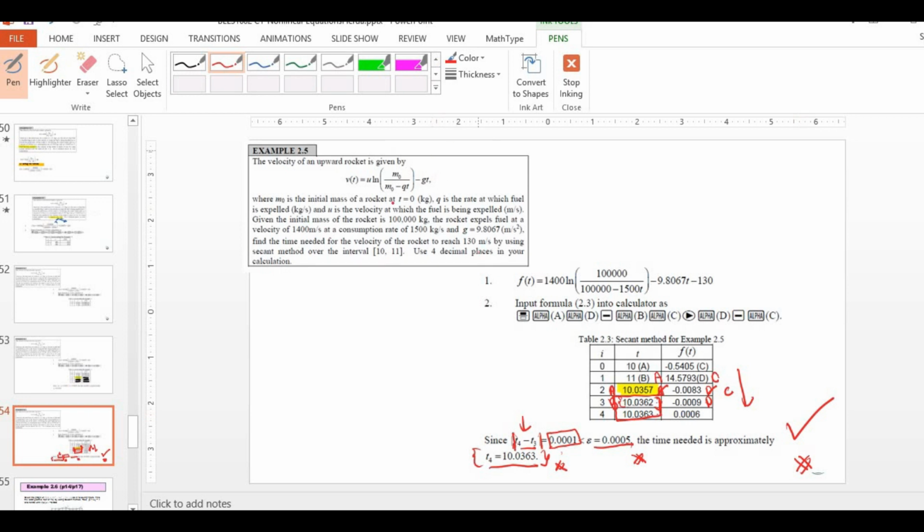So we have found the time needed for the velocity of the rocket to reach 130. So I hope you can understand this example.